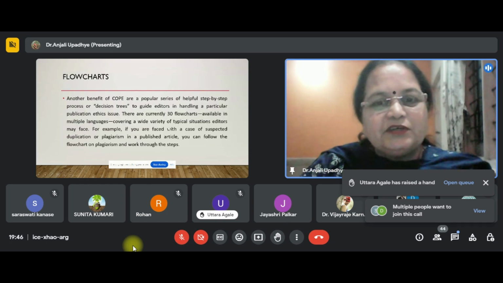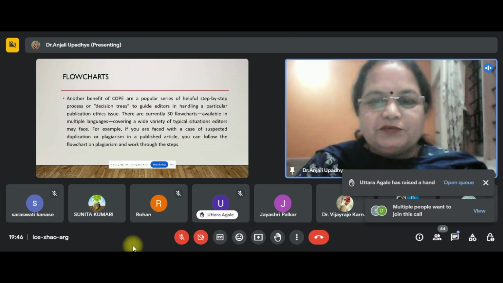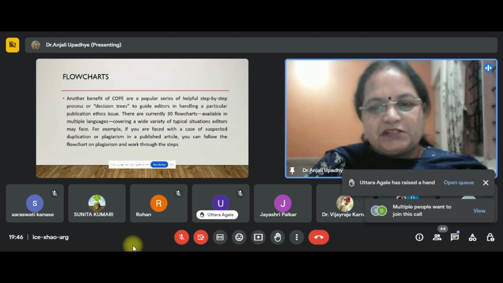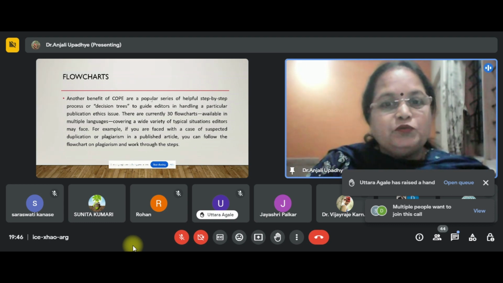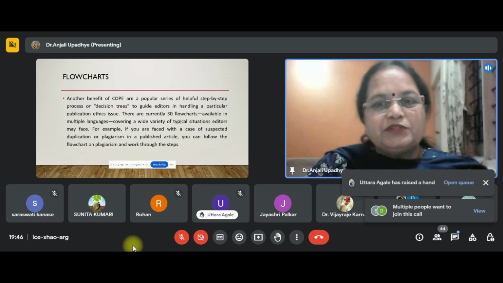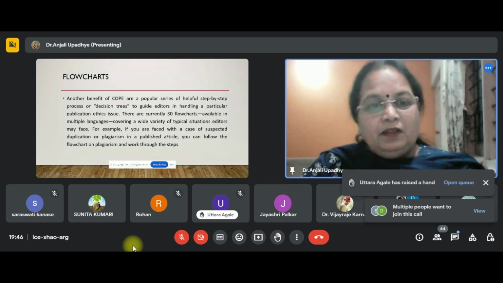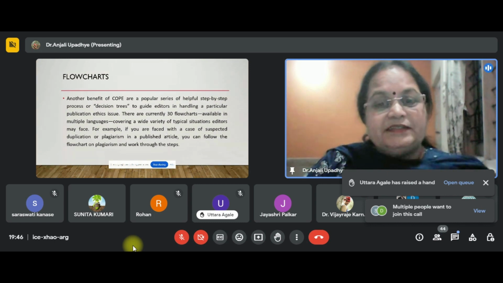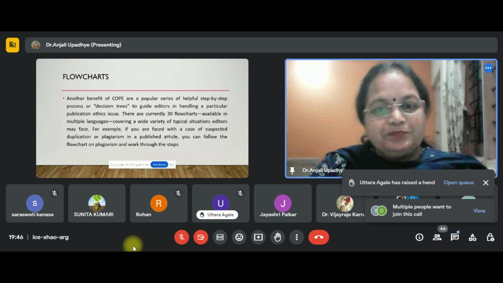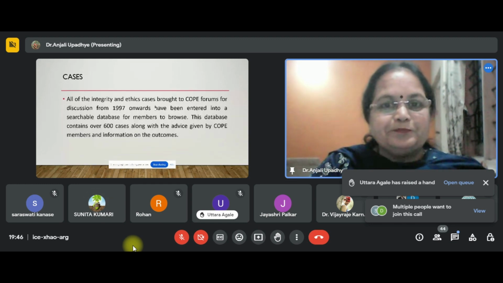Again, they provide flow charts. I will show you one of the flow charts. They give about 30 flow charts, available in multiple languages. Many languages are there, and they give the flow chart, so that any editor or any publisher can understand how to solve a particular problem. That is why the plagiarism check and flow charts are available there.